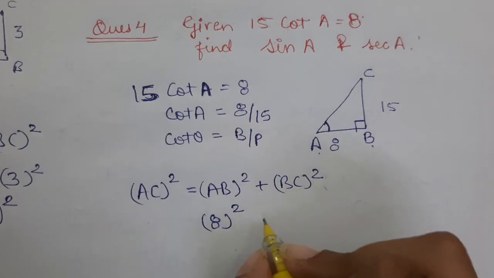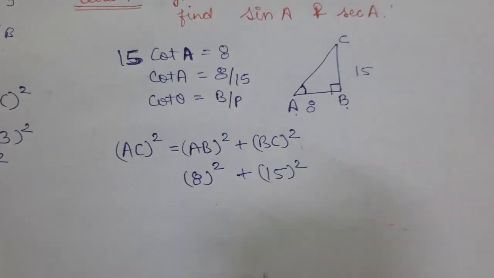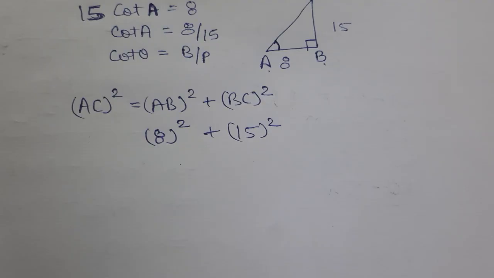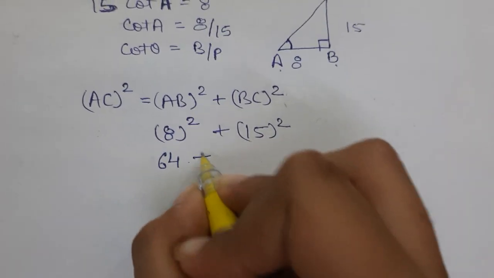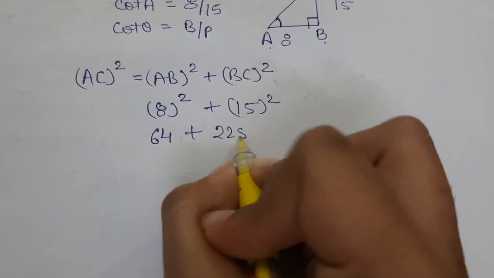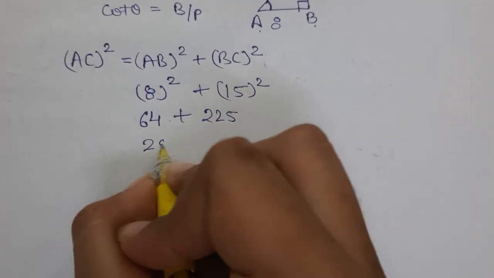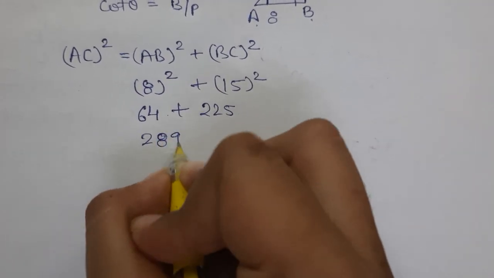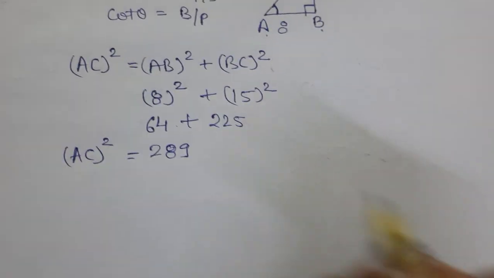AB is 8, BC is 15. We'll put the values here. The square of 8 is 64. The square of 15 is 225. The sum of these two values is 289, which is equal to AC whole square.